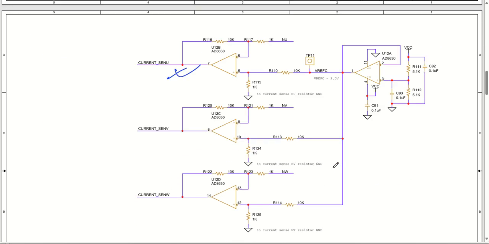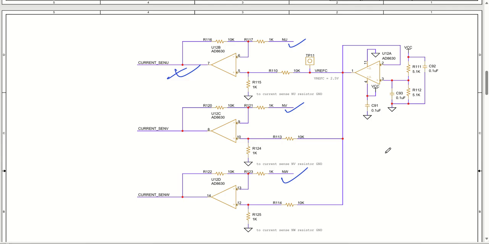So what is happening? This NU, NV, NW is going to go to this particular amplifier of gain 10. You can see R2 by R1 gives around gain 10. A voltage reference has been generated by this amplifier, like a kind of buffer. This voltage reference is 2.5 volts, connected to the positive terminal of each of the amplifiers, and then this goes to our current sensors: current sense U, current sense V, current sense W.